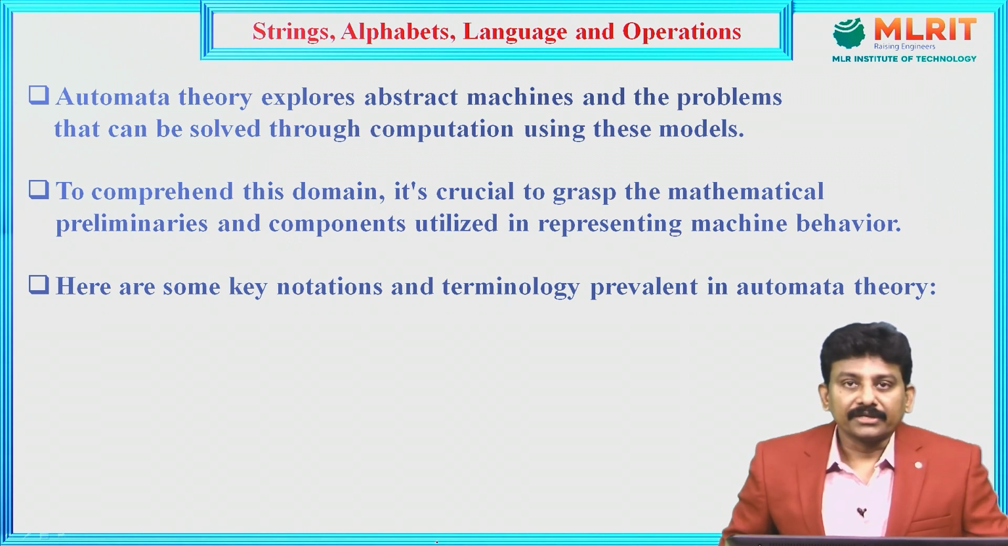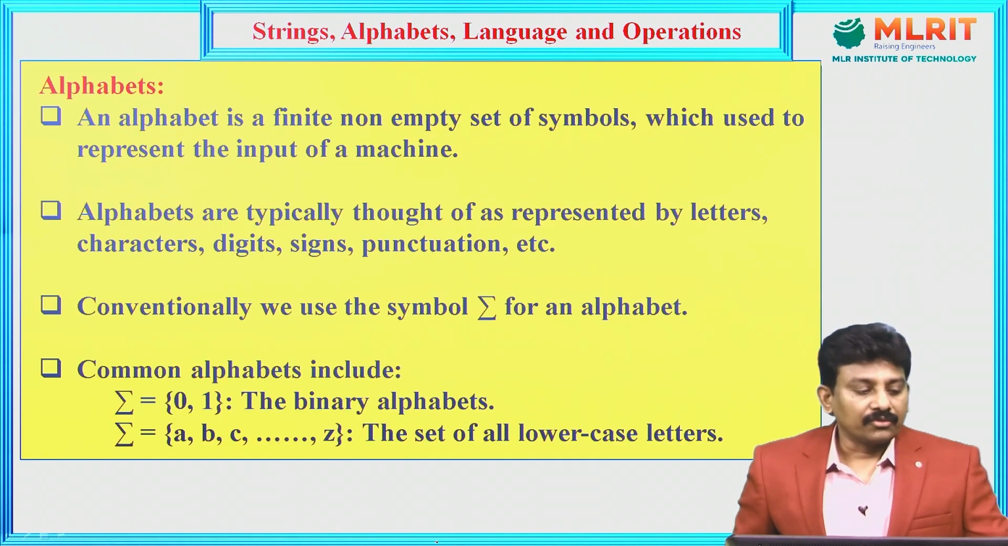So, before getting into details of automata, we need to understand some basic fundamentals and definitions. First, we will understand the definitions and their meaning with small examples. First definition is alphabet. An alphabet is a finite non-empty set of symbols which is used to represent the input of a machine. So, finite automata needs input, so we need to provide input. Here, alphabet is a set of symbols which is used to represent input for a machine.